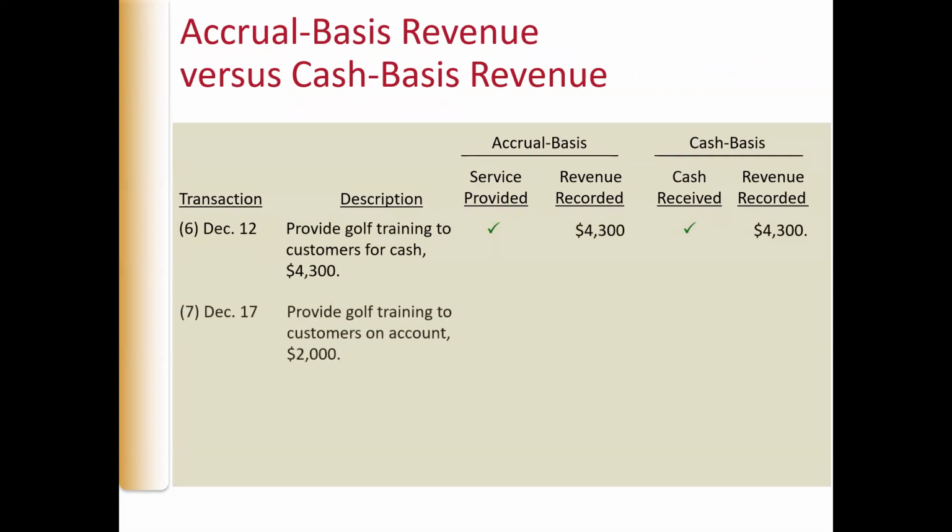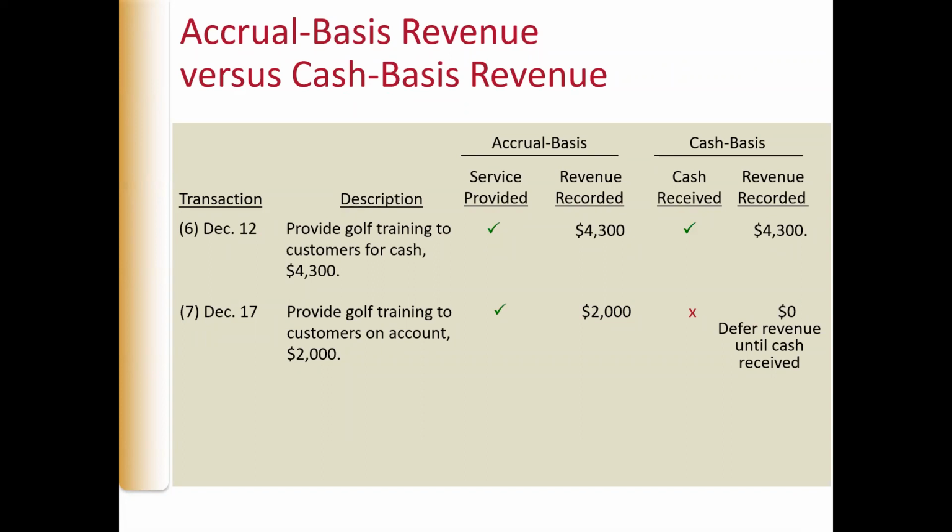So here's an example. When we provide golf training to customers for cash for $4,300, under the accrual basis of accounting, we record the revenues when we did the work. Did we do the work? Yes. Therefore, we record the revenues, right?